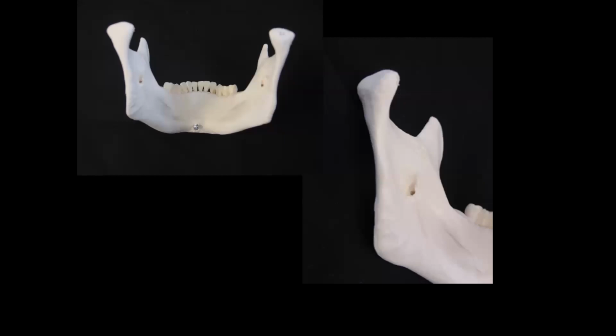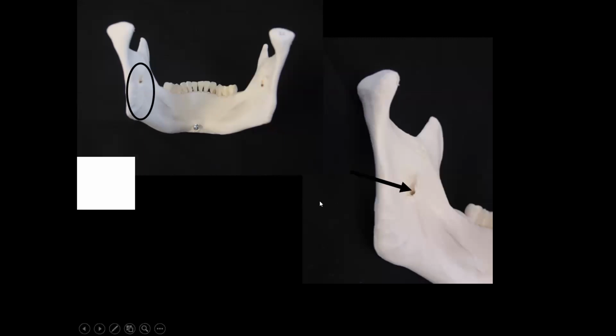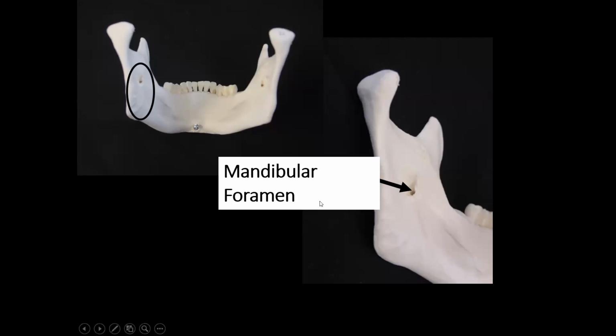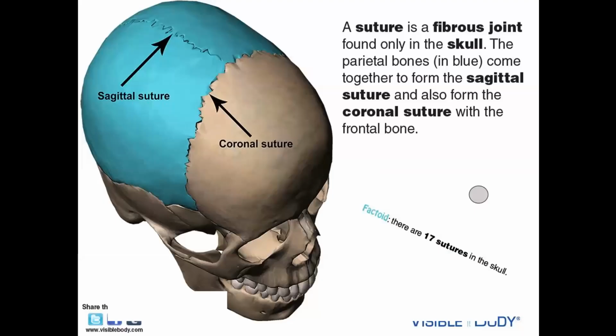Okay, I said there was a mandibular foramen on the inside of the mandible, and there it is, one on each side. There and there. Those are the mandibular foramens. The mental foramens are on the external surface of the mandible. Mandibular foramens are internal. Don't know why they're named like that, but they are.